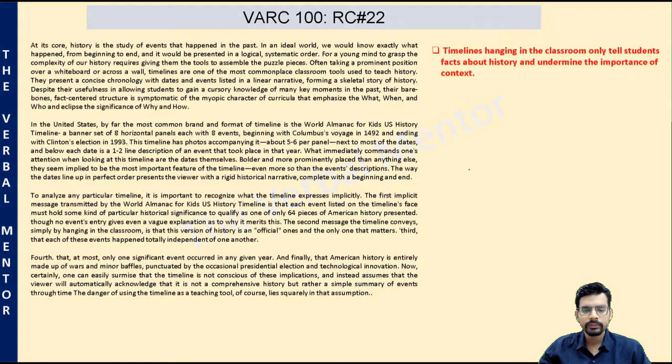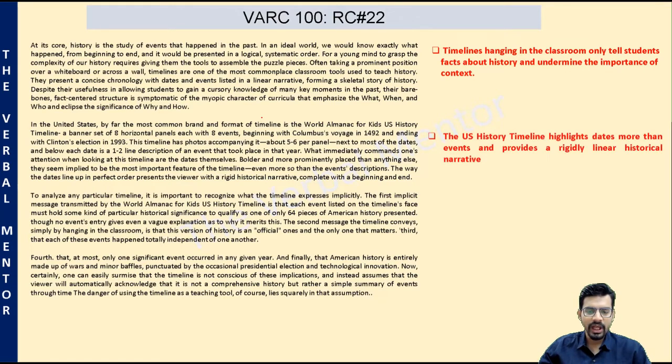So in the first paragraph, author tells you that timelines hanging in the classroom only tell students about facts. They only tell students facts about history, and they undermine the importance of context. So basically, the timelines only tell students what happened, when it happened, when it occurred, and where it occurred. But they do not tell you why it occurred or how it occurred. So the context of an event is absent from the timelines.